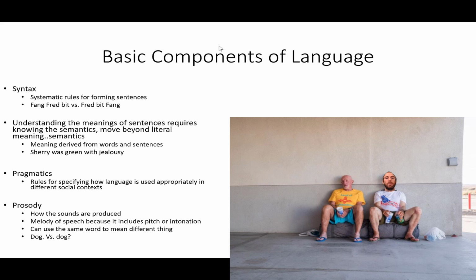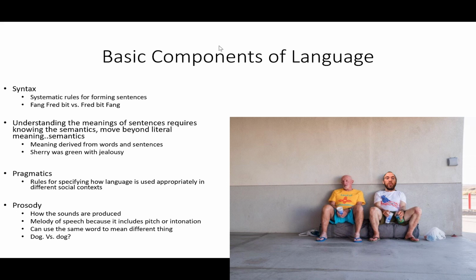Continuing on with our basic definitions, syntax is the systematic rules for forming sentences: Fang bit Fred versus Fred bit Fang. So it's just general rules, in this case of English. Understanding the meanings of sentences requires knowing the semantics, that is, moving beyond literal meanings. Meaning is derived from words in sentences, such as Sherry was green with jealousy.